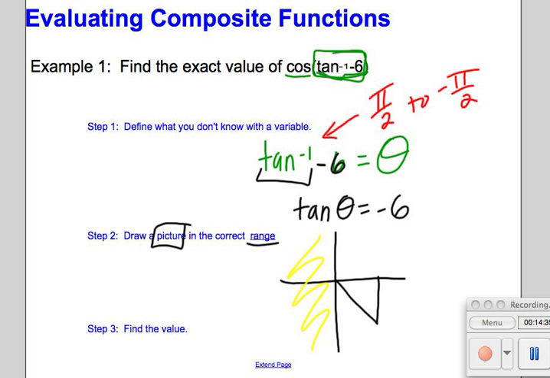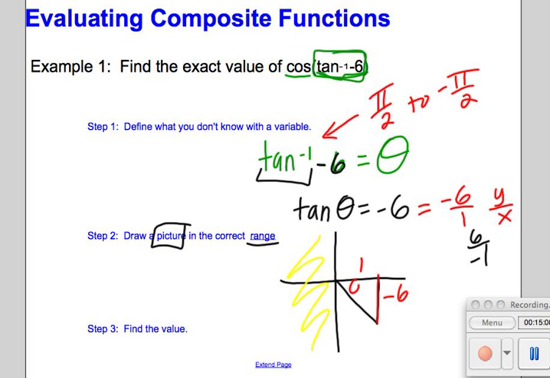And remember, negative 6 really can be rewritten as a fraction as negative 6 over 1. And that's important because tangent is defined as y over x. Now, sometimes this could have been 6 over negative 1. But I know that's not the case because this picture has a negative 6 for y and a positive 1 for x. So I have the correct picture now because the tangent is -6 and it's drawn in the proper range.